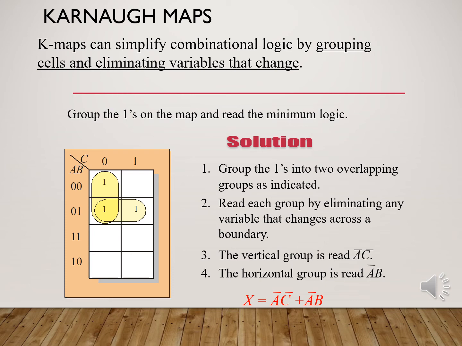So here itself in the first line it is given. We are grouping the cells and we are eliminating the variables that keep changing. For the first map, B is changing. So I'm eliminating B and my first expression is X is equal to A bar C bar. And for the second map, we have the C changing. Hence I'm getting the second term as A bar B.